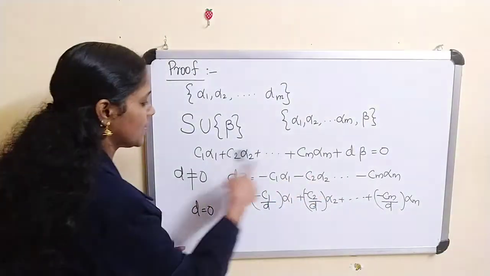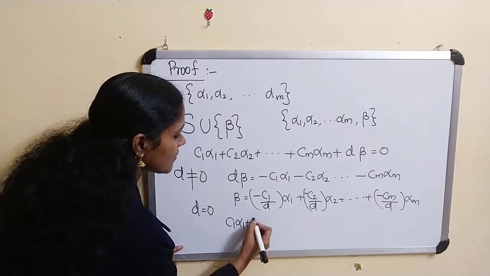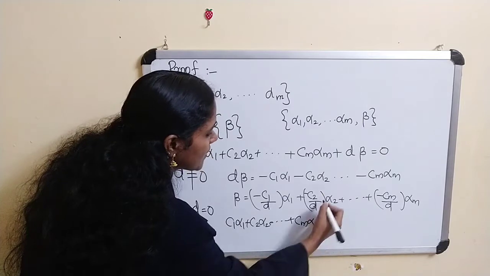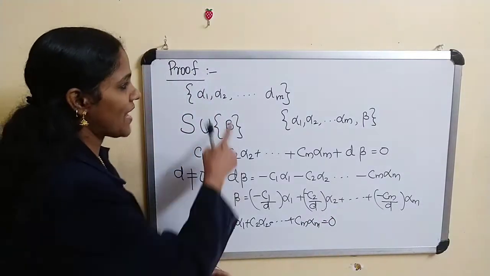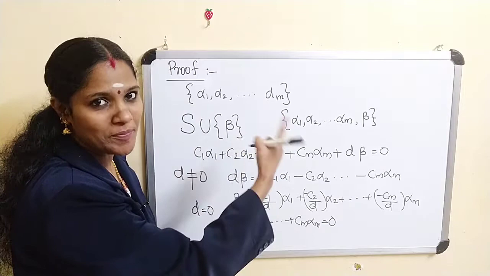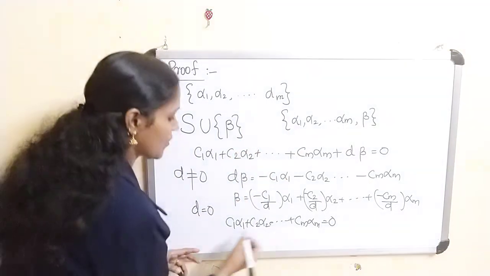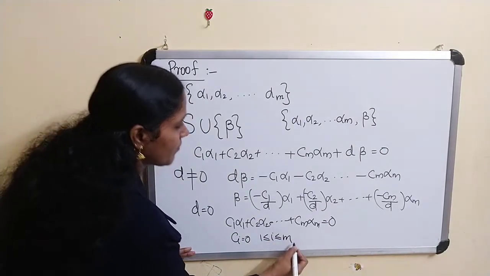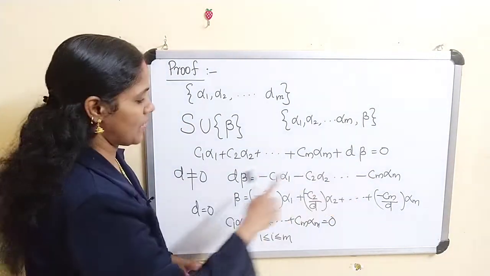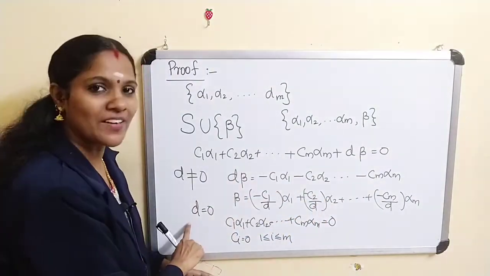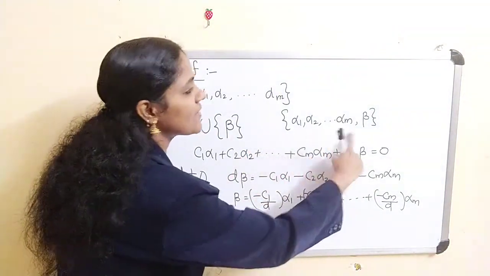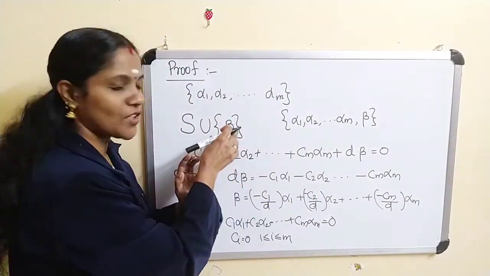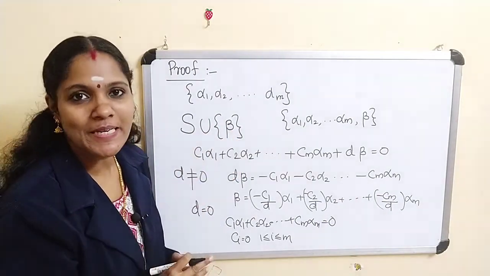Now suppose d equals 0. Then the sum is C1 alpha 1 plus C2 alpha 2 plus etc. plus Cm alpha m, as the d term is 0, equal to 0. But alpha 1, alpha 2, etc., alpha m is a linearly independent set in S. Therefore this sum equal to 0 implies Ci equal to 0 for 1 less than or equal to i less than or equal to m. Thus this sum equal to 0 implies all Ci equal to 0 and also d equal to 0. That means this set is linearly independent, so if you adjoin beta to S, then that set is linearly independent.